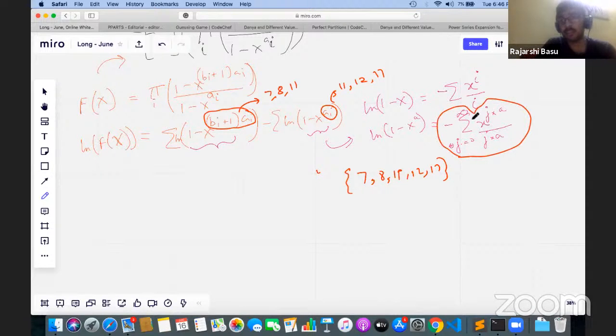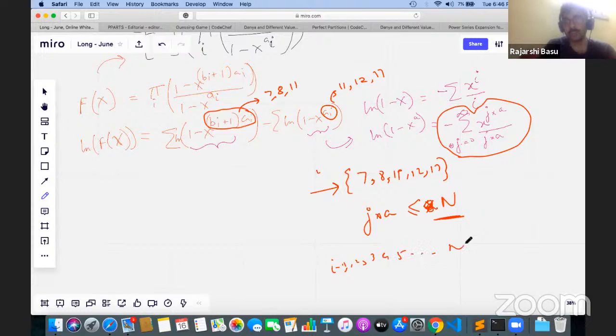Notice here that this might seem to be an infinite sequence. I mean, it is, but we only care about the number of terms such where the power is less than n, so j into a is less than n. Now, once you have this kind of a set, that means you are effectively going from 1, 2, 3, 4, 5, up to n once at most, and then you are iterating over the jth, like all the multiples of that number.